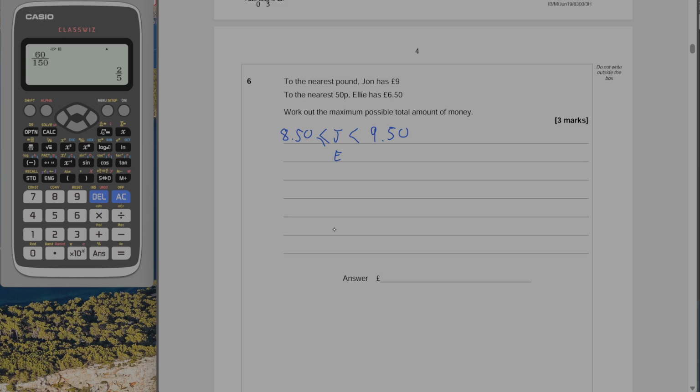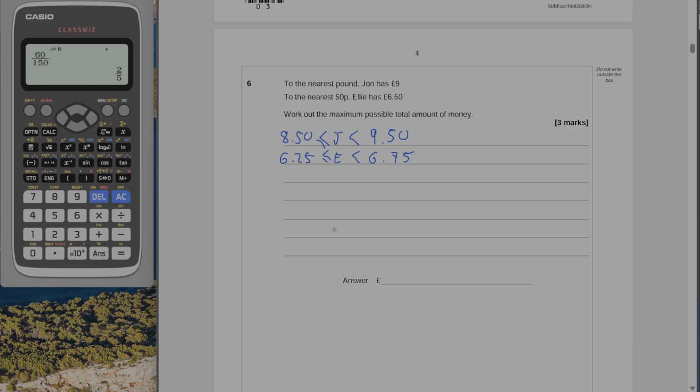And then for Ellie, we'll do a similar thing. So the smallest amount Ellie could have would be £6.25. The largest amount would be £6.75. So technically speaking, I'm going to be adding these two together, but they can't quite have that. So the maximum money that John could have would be £9.49, and the maximum amount that Ellie could have would be £6.74. So if we add those two numbers together, the maximum amount would be £16.23.